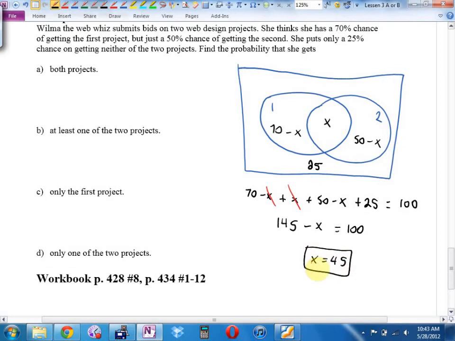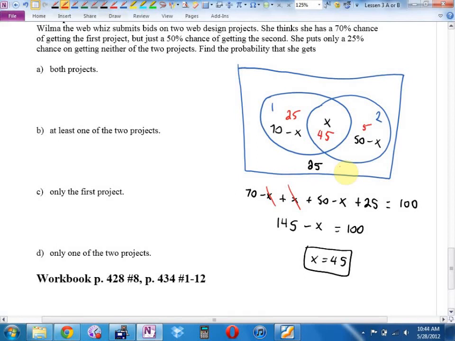So now I go running back to my Venn diagram, and I go like this. That's a 45. What number really appears in here, Carson? Right? And what number appears in here? 5. Now I've got my Venn diagram filled in with actual numbers. Now I can answer any question they throw at me.